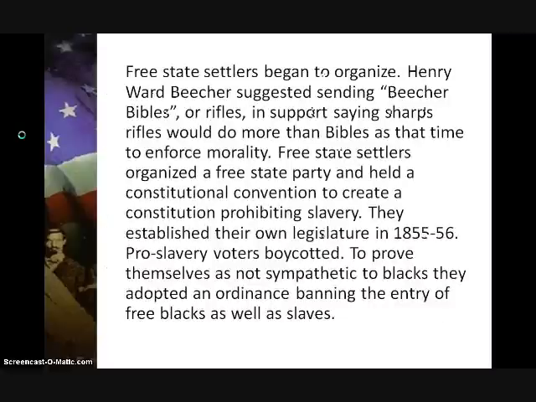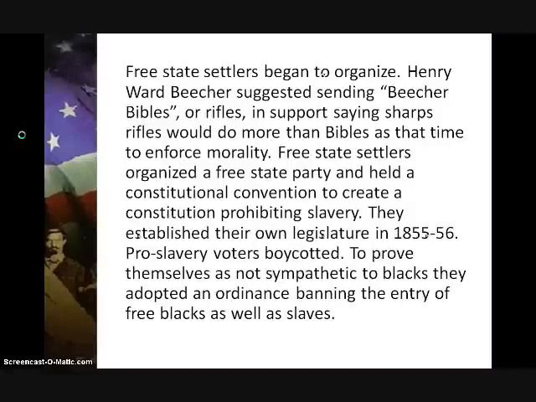So free state settlers begin to organize. Henry Ward Beecher suggests sending Beecher Bibles. These are going to be guns. Okay, he's basically saying sharp rifles would do more than Bibles at this point to enforce morality. Free state settlers organize a free state party. They hold a constitutional convention, create a constitution prohibiting slavery, and so now we have 2 constitutions in Kansas.